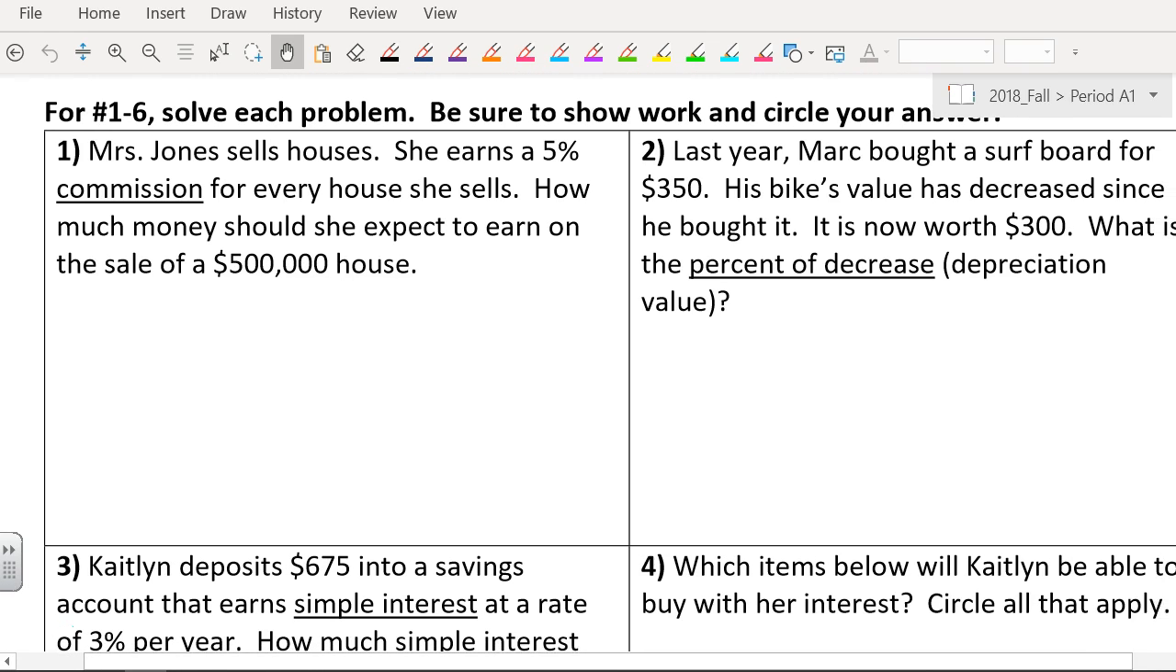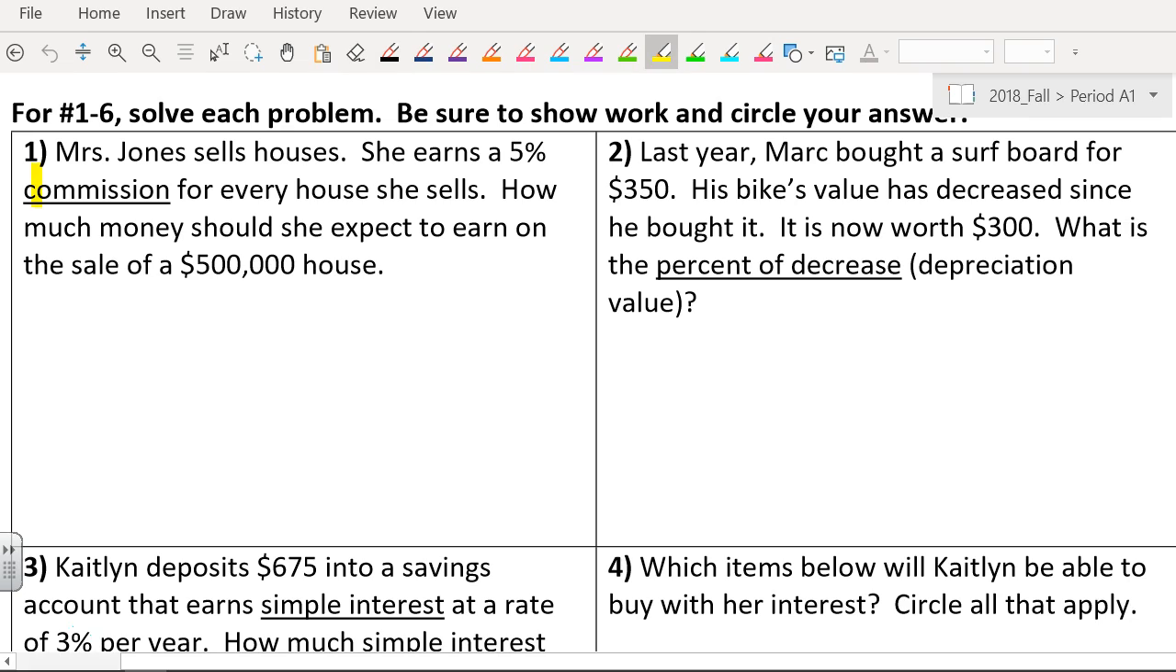Okay, so we're going to try to get through this. This is somewhat of a new word for us, commission. But we know that anything that we're doing here is going to be percentages, right? Yes, percentages. So if you know that somebody's going to get paid 5%, we could just completely leave this word out. Going to get paid 5% of what? Of $500,000. So who thinks they can find 5% of $500,000?